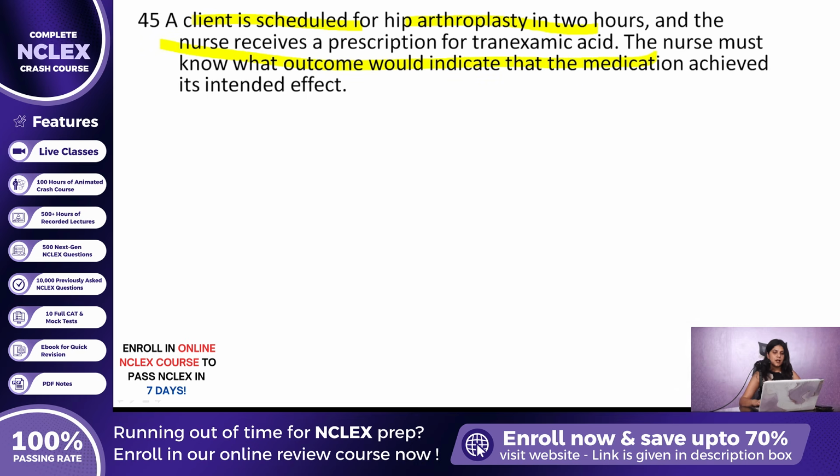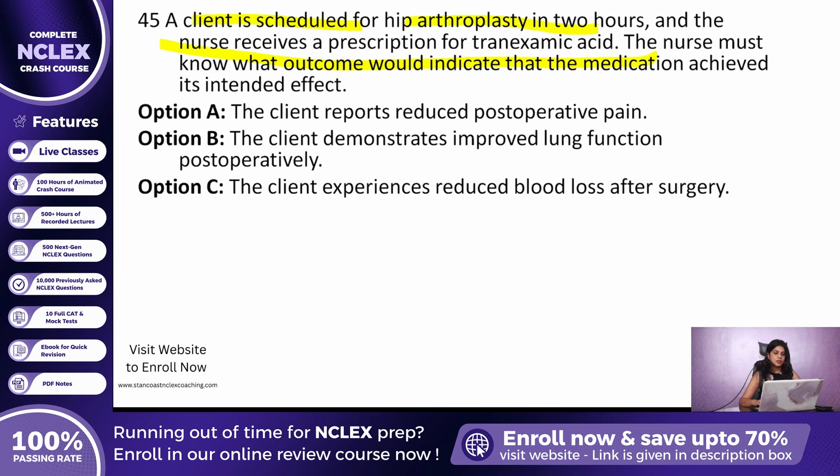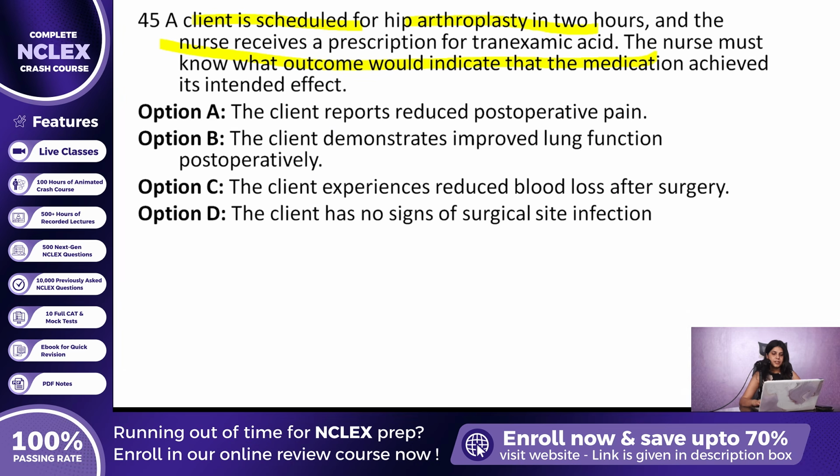The options are: Option A, the client reports reduced post-operative pain. Option B, the client demonstrates improved lung function post-operatively. Option C, the client experiences reduced blood loss after surgery. Option D, the client has no signs of surgical site infection. The correct answer is Option C, the client experiences reduced blood loss after surgery.